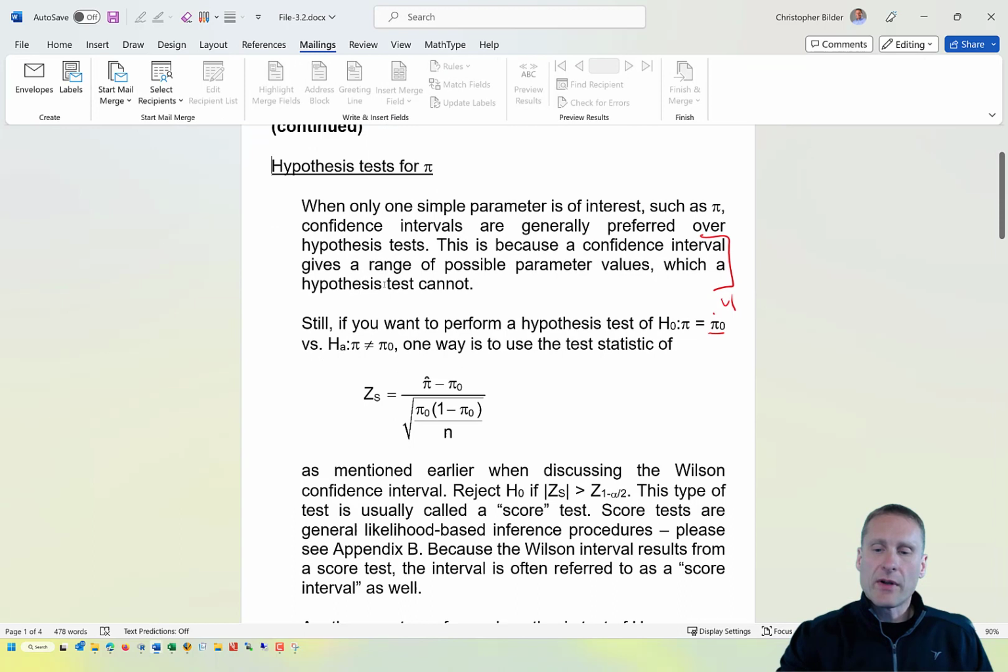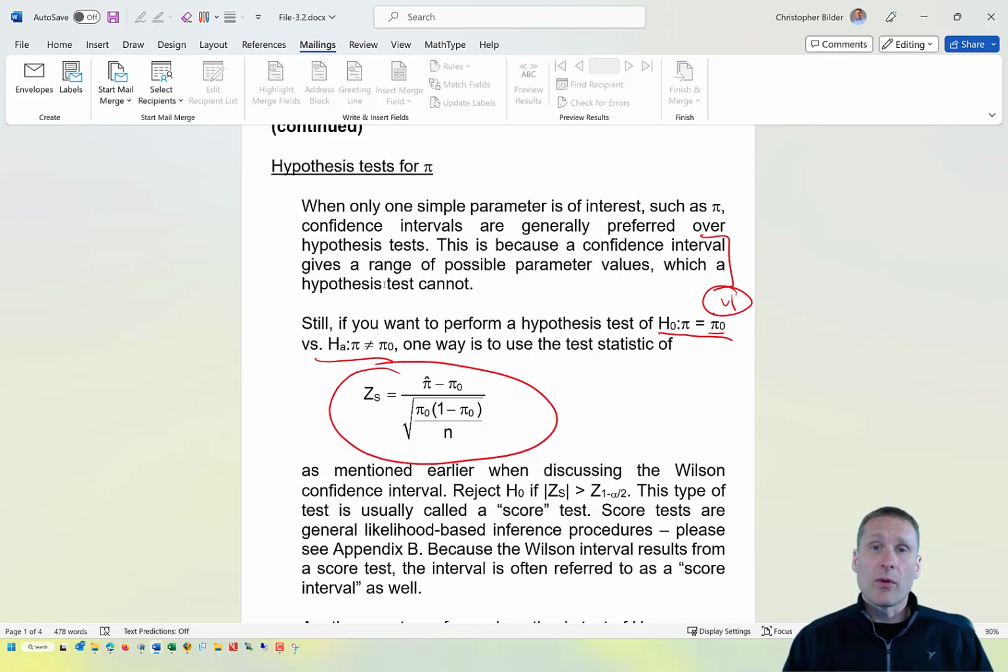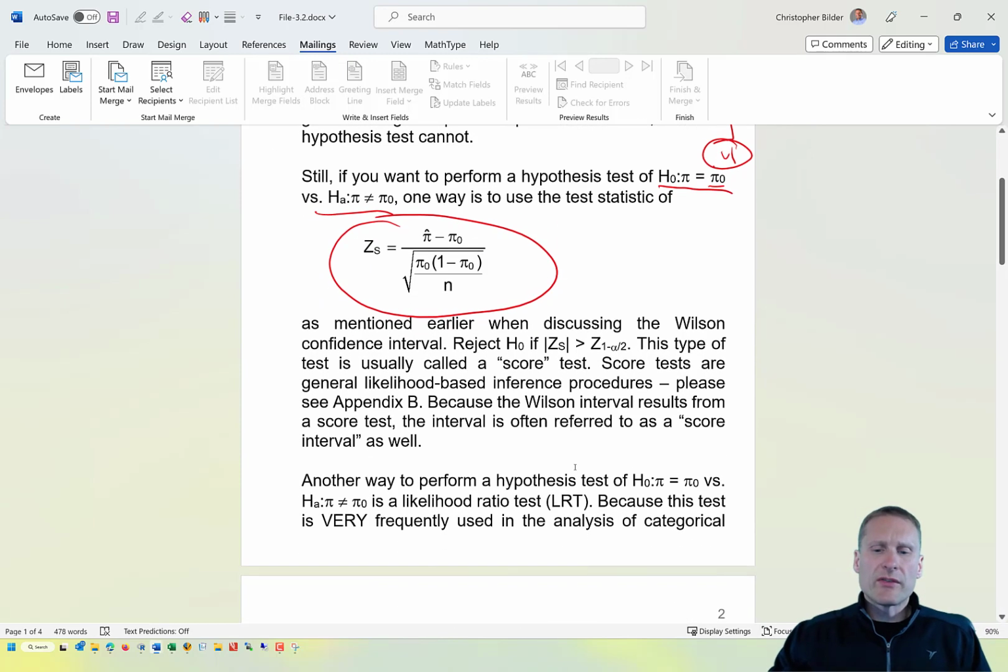So for example, if I want to test the hypotheses of pi is equal to pi 0, where pi 0 could be some particular value, such as 0.4, versus pi does not equal pi 0, then I can use this particular test statistic to help perform that test. This test statistic we've seen before, and this is again what you should have seen in an introductory stat course. This test statistic is called a score test. More information about how score tests come about are in my Appendix B if you are interested. And we would say reject H0 if the absolute value of this score statistic is greater than the 1 minus alpha divided by 2 quantile from a standard normal distribution.